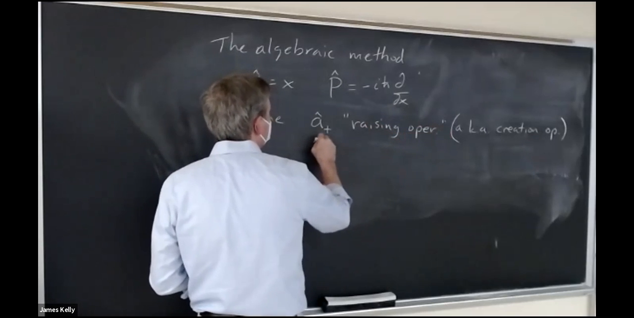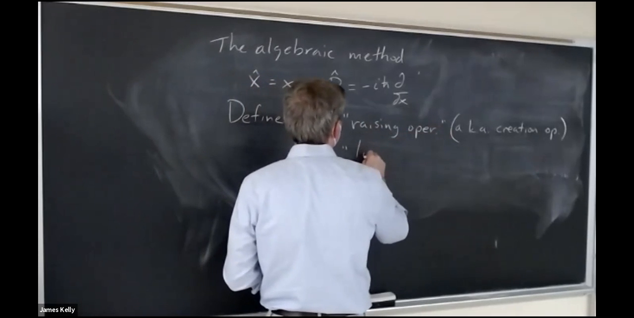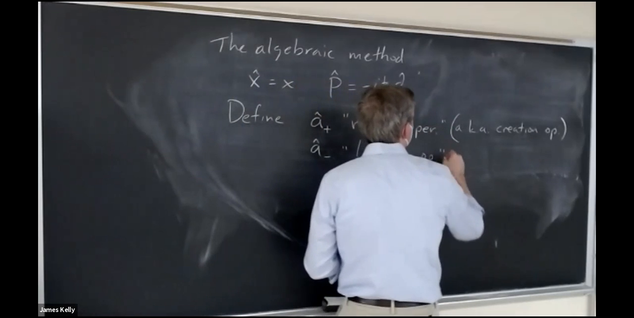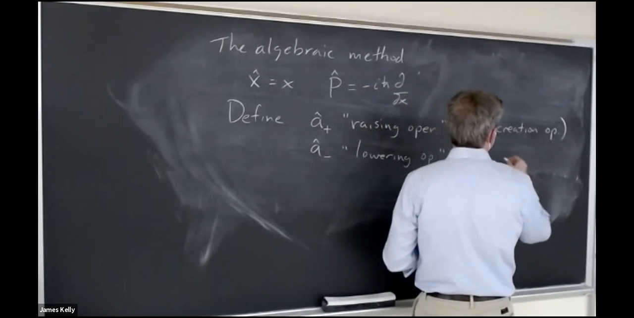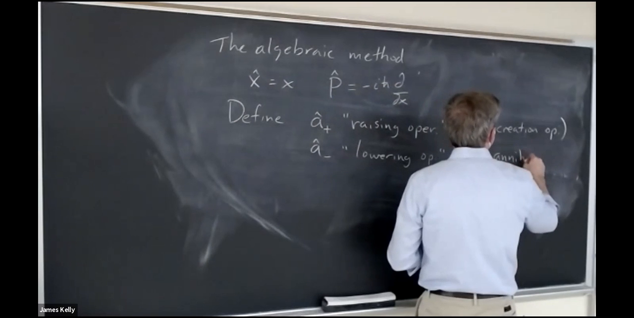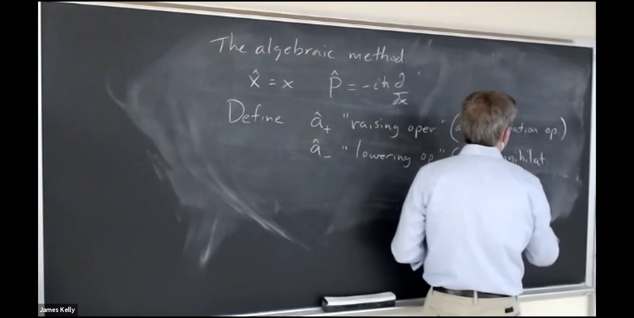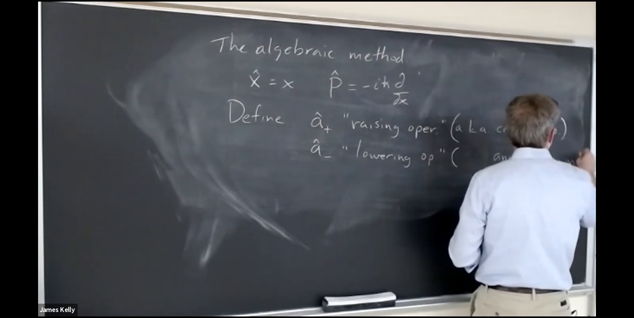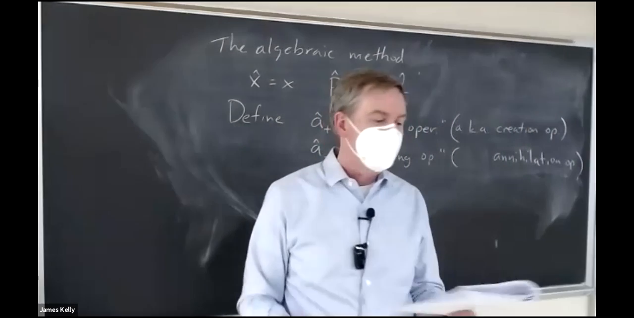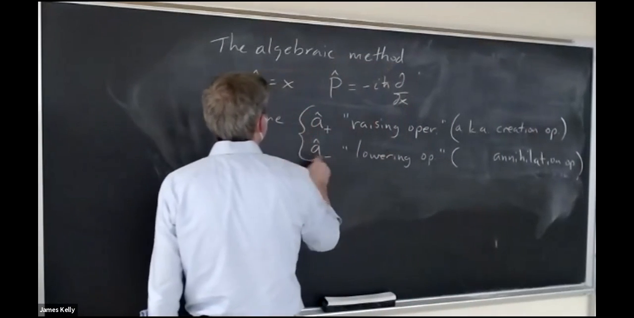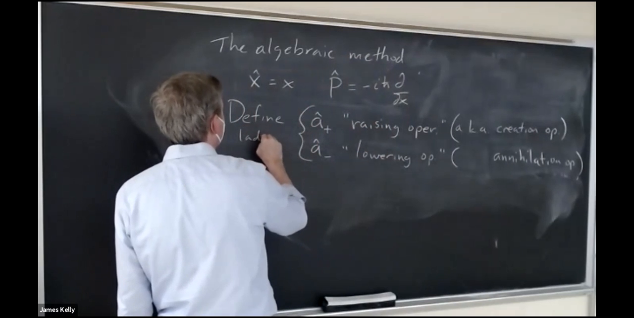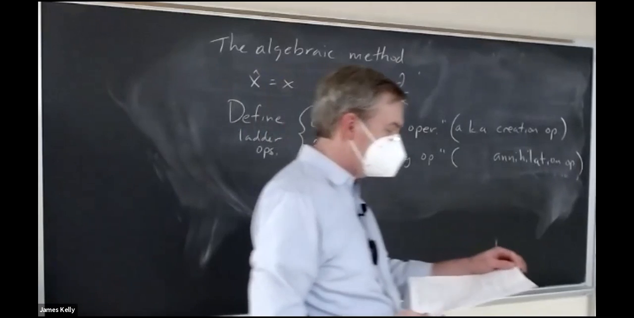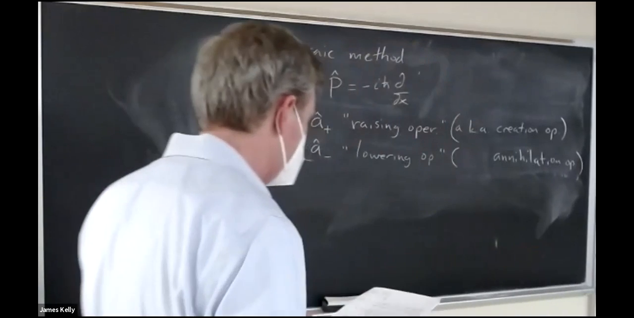Similarly, we're going to define a minus, which is called the lowering operator. And this is also known as the annihilation operator in other books. That's a more common name for it. And together, sometimes people talk about these two operators as the ladder operators. Okay, a lot of different names, but different books have different names, so it's good to just know that all three of those are possibilities.